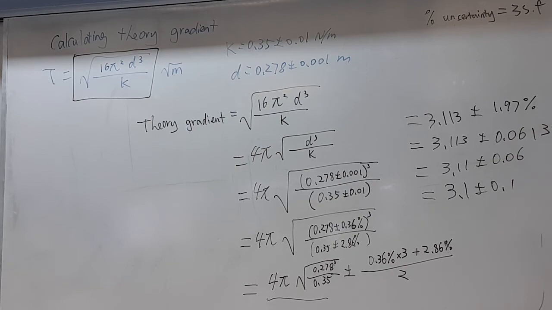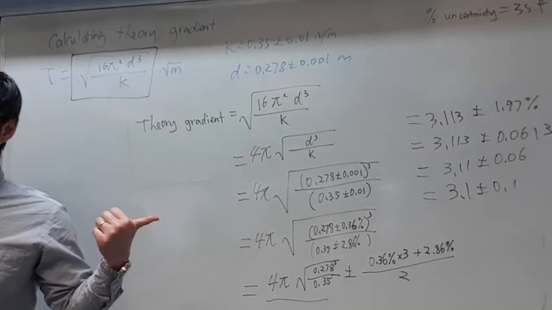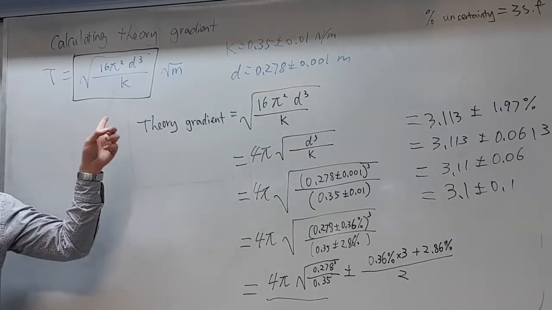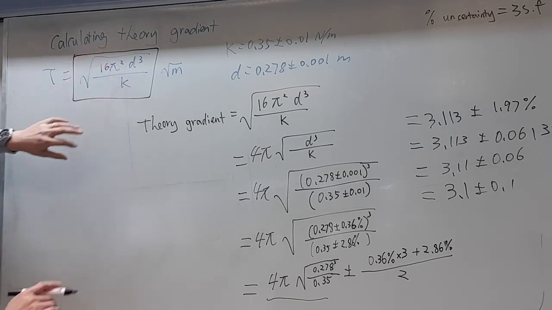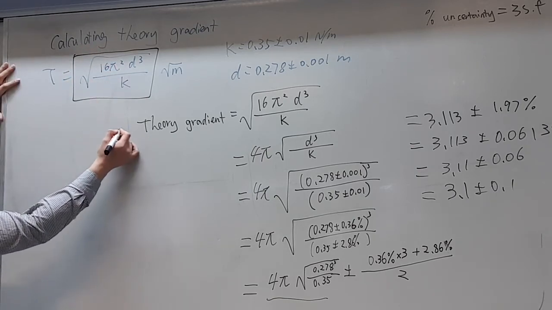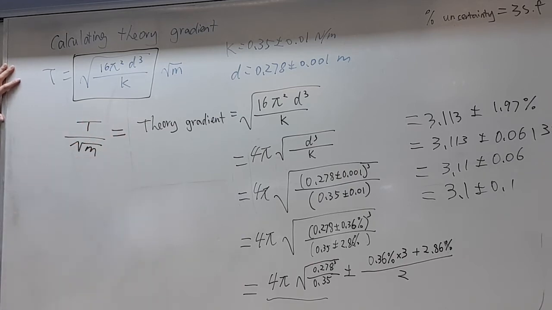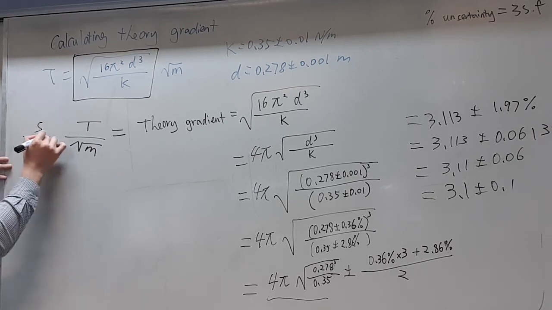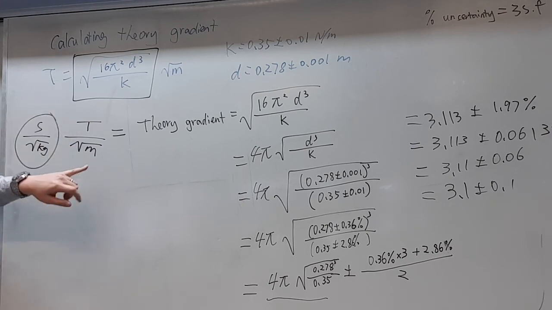Oh my god. Okay, so let's trace back over here. We haven't finished yet. I got the right answer and I did not do the working like that. So you need to know what the unit is. The unit of this whole thing, the theory gradient, equals t divided by square root m. What is t? Second. What is square root m? Square root kg. So that is going to be the unit of your theory gradient.